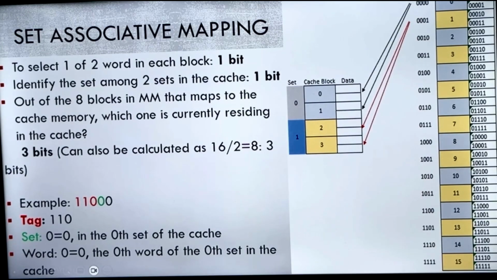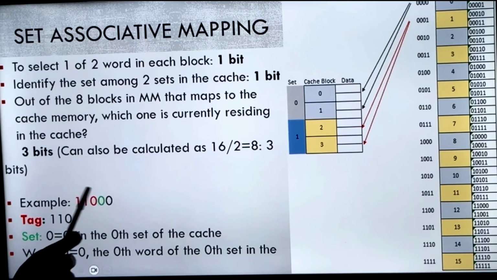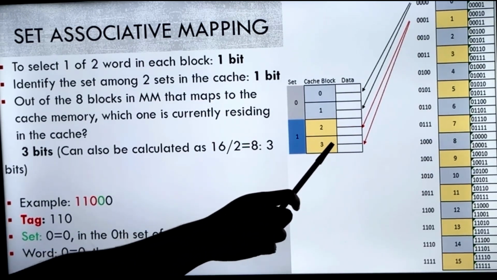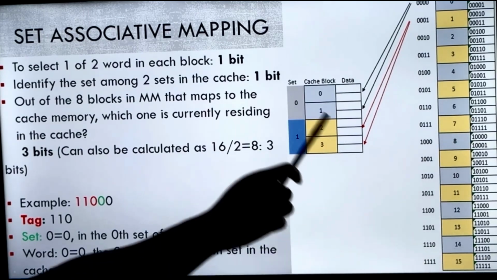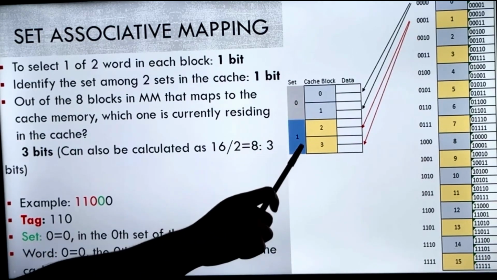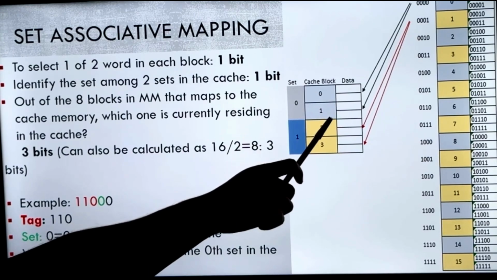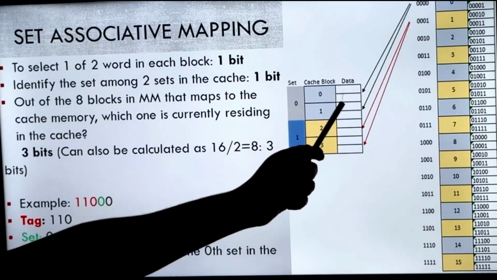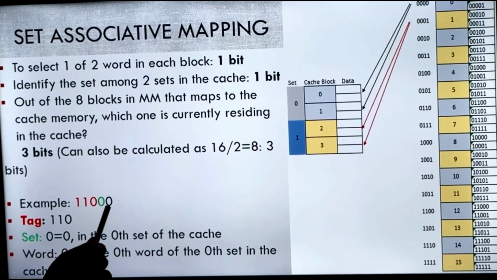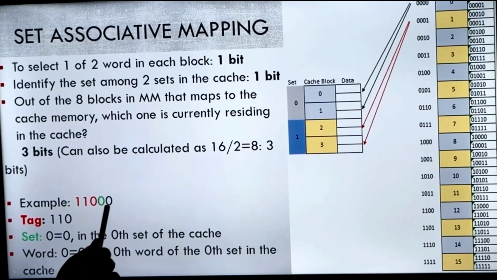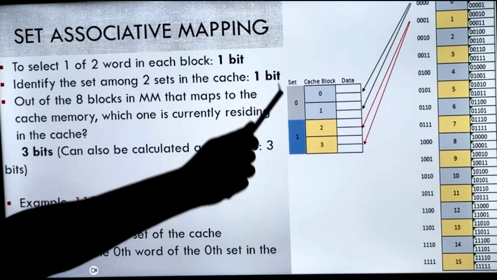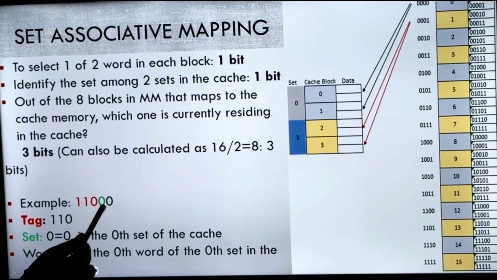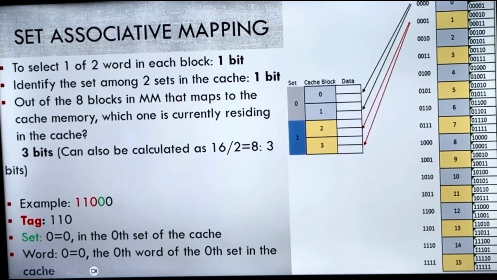So we have the same example here. The address generated by the processor is 11000. This is the cache size. This is the main memory size. In cache we have two sets, set 0 and set 1, and in each set I have two blocks, and in each block I have two words. So how many bits are necessary to get a word? 1 bit, because two words. So this block means word. Next, how many bits do you need to get the sets? 1 bit, because you have only 2 sets. So this is for sets, and the rest all for tag.